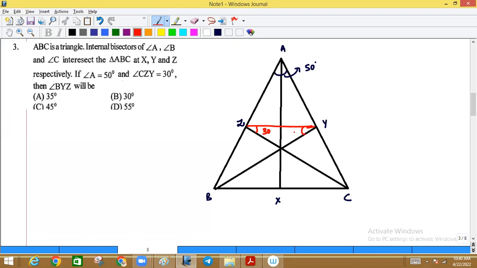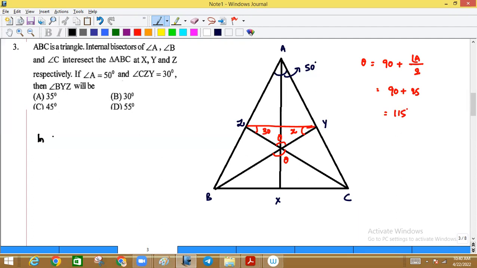Let this angle be, what do you take it? Theta or else X? You take it as X. Now this is theta. I know internal angle bisector. This is also theta. Now this theta value is equal to 90 plus A by 2 because it is the internal angle bisectors. So it is 90 plus 25. So we know it is 115.